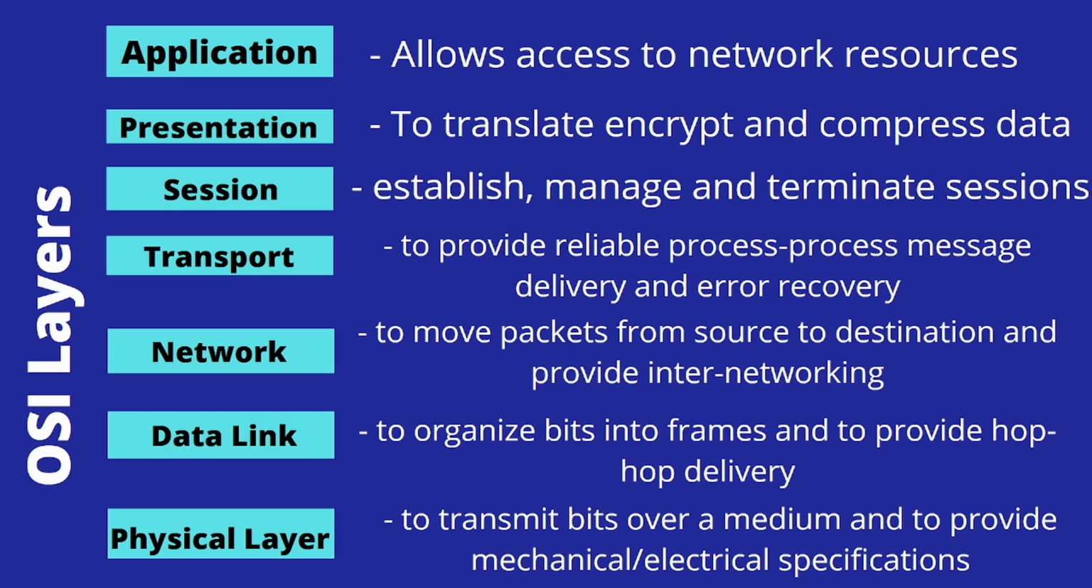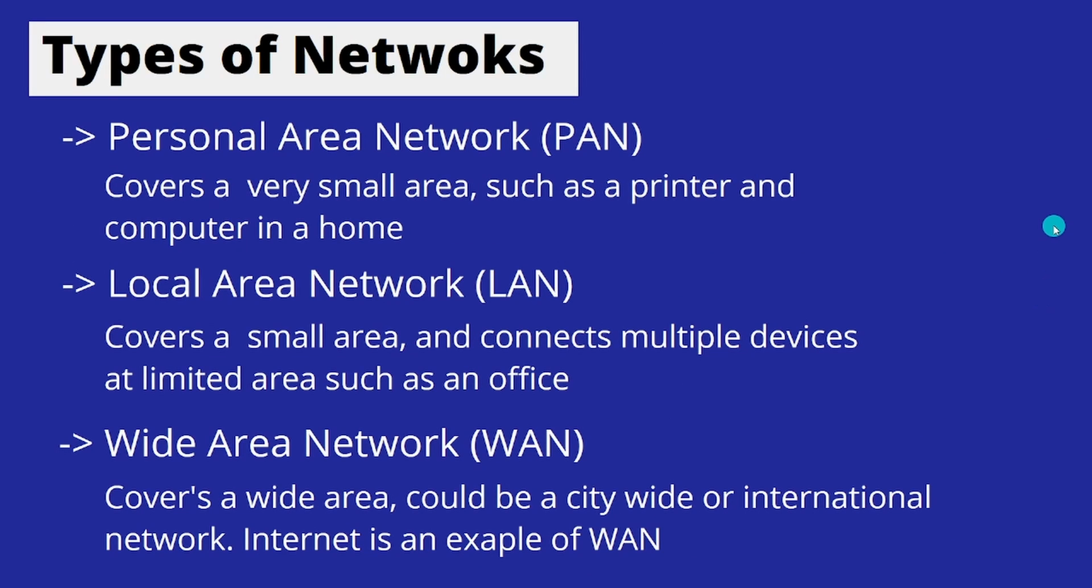In the network layer, its purpose is to move packets from source to destination and provide internetworking. In the data link layer, its purpose is to organize bits into frames and to provide hop-to-hop delivery. And lastly, in the physical layer, its purpose is to transmit bits over a medium and to provide mechanical or electrical specifications.